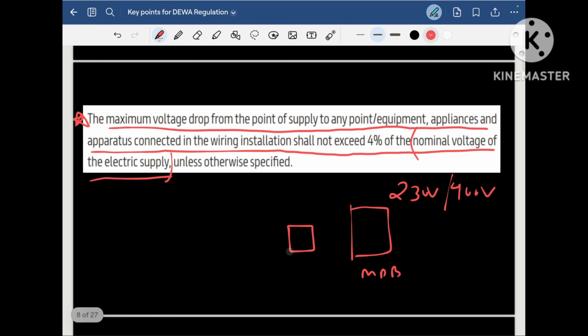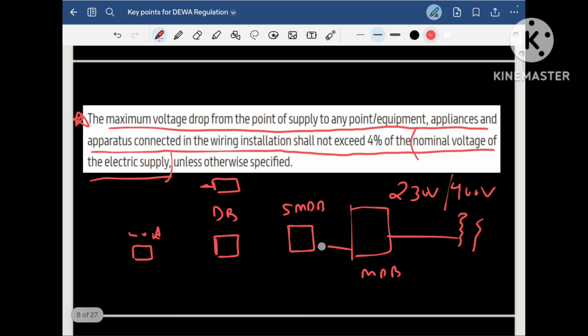then we have SMDB, then we have DB, and directly we have some load, let's say it's a motor, then we have one small load. And there will be one transformer. So from the transformer power will come to MDB, from MDB it will come to SMDB, from SMDB the power will be distributed some to the final distribution board and some to the direct load, and some loads are distributed through DBs. There are many loads which are connected to the DB.